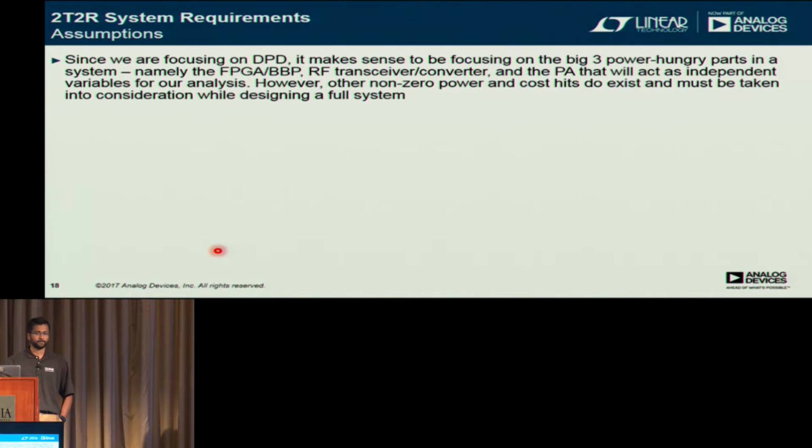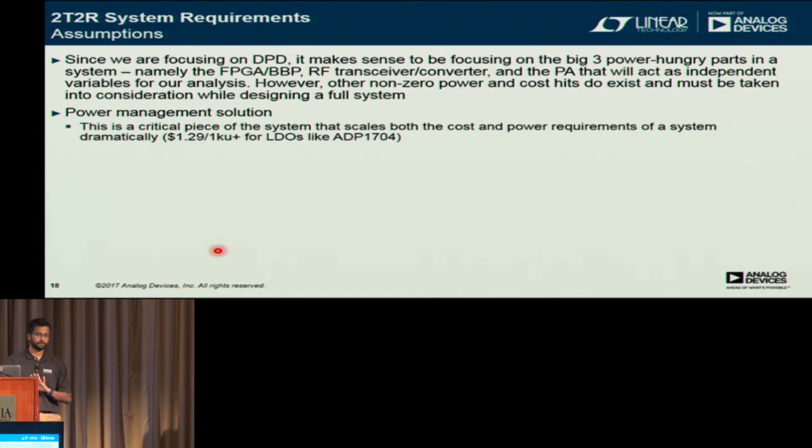There are multiple assumptions in this analysis, but the key point here is we are restricting our analysis to 3 main blocks, namely the FPGA or the baseband processing unit, the transceiver or the converter, and the PA, because these are the most power-hungry blocks in your signal chain, right?